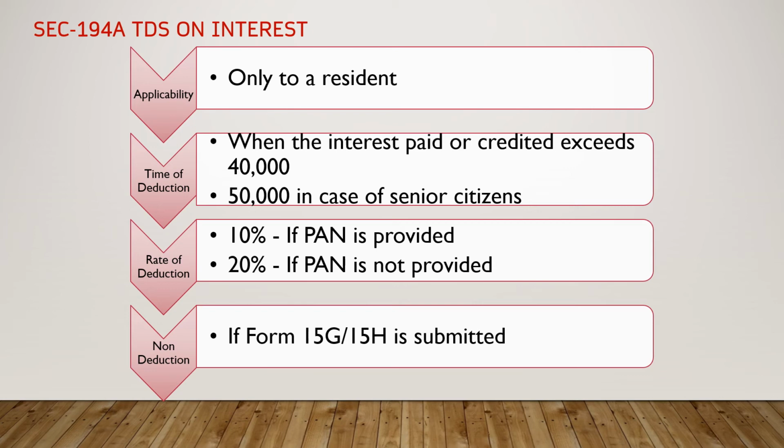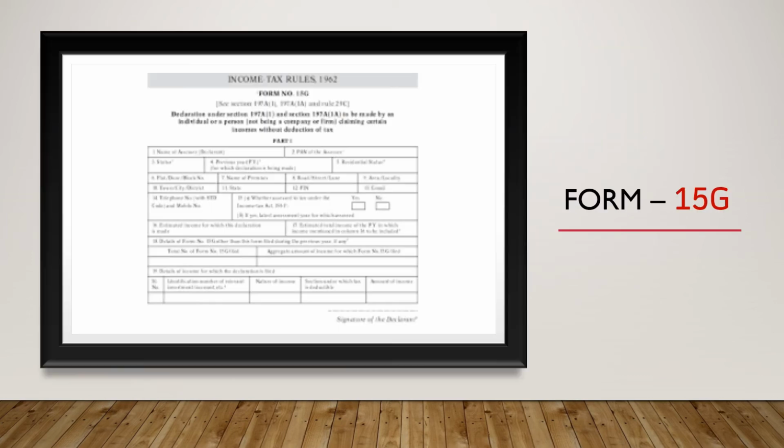Here I have downloaded form 15G. Let's have a look at it. Friends, this is the format of form 15G. I know it is not clear. You could download it from Google, and it would ask for some of your personal information and your estimated total income. Fill it and submit it to your bank at the start of your financial year, or else tax will be deducted as per the previous slides, and you could get it as a refund only by filing your income tax returns.